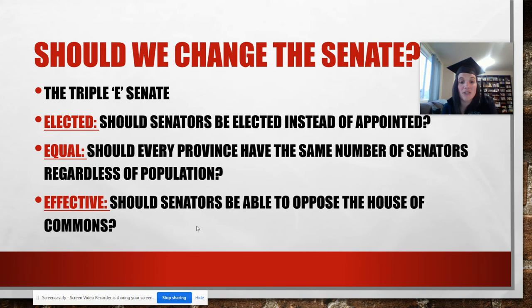And then effective: should senators be able to oppose the House of Commons? Because like I said, they don't really oppose the House of Commons. And so if we want to hold our government accountable, shouldn't we actually have a way to hold them accountable, rather than, oh, the House passed it, so I guess we will too, you know?